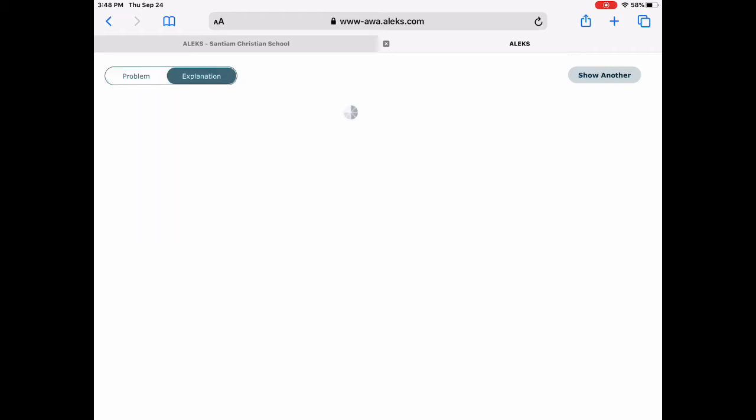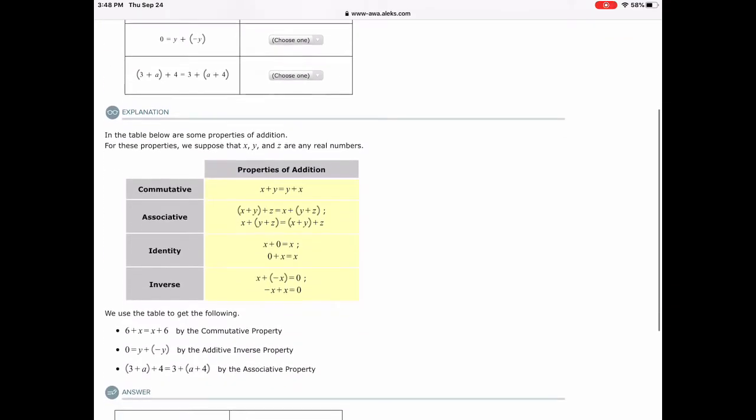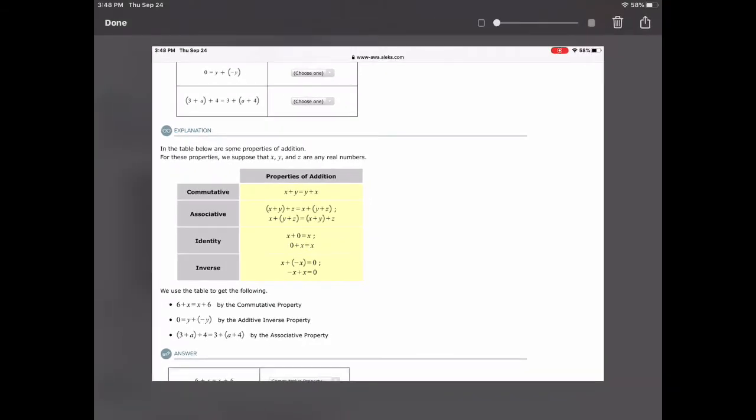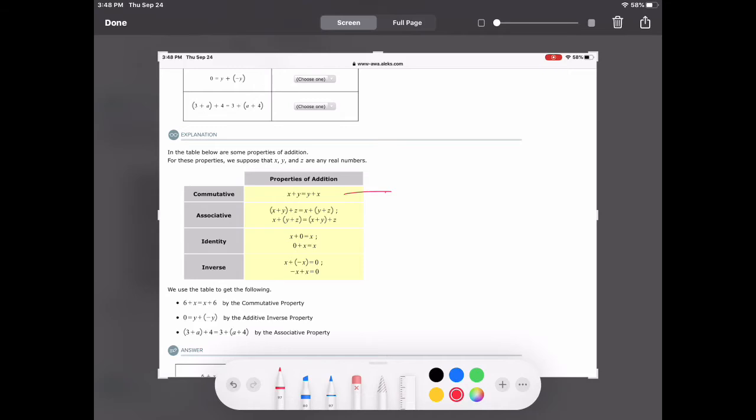Let's look at the explanation because I want to show you that other property. Here's a nice little box with the different things in it. Okay, commutative, again, we're just changing the order. Associative, we're changing who is in the parentheses. We're changing who associates with who. And identity property, adding 0. And this is the one we didn't talk about.